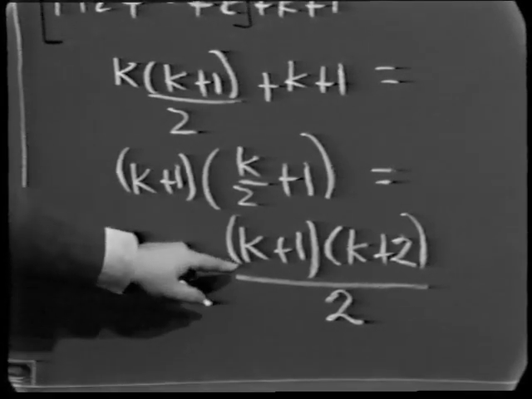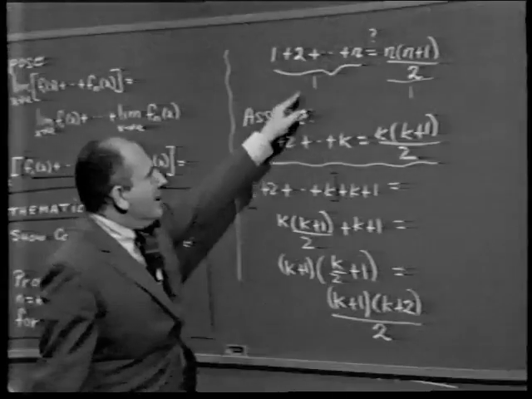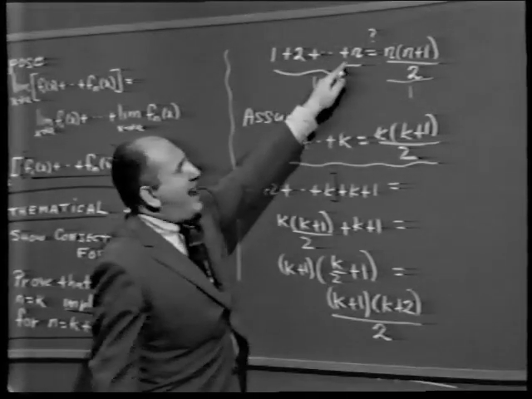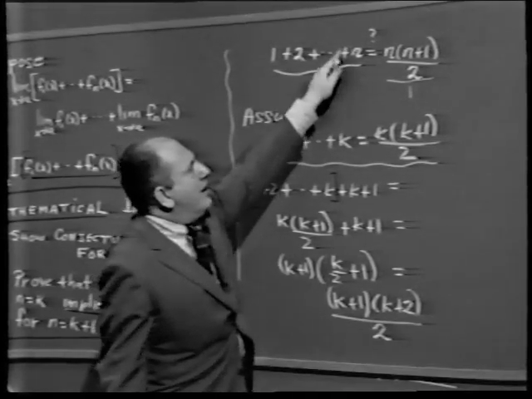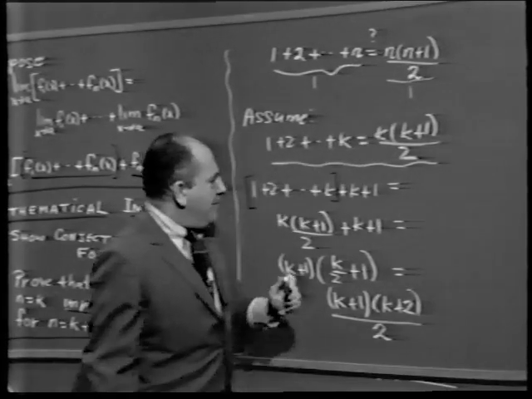And notice that that's exactly what the conjecture should say when n equals k plus 1. Namely, what? The sum of the first n numbers, no matter how many you have, is what? The last number times 1 more than the last number divided by 2.